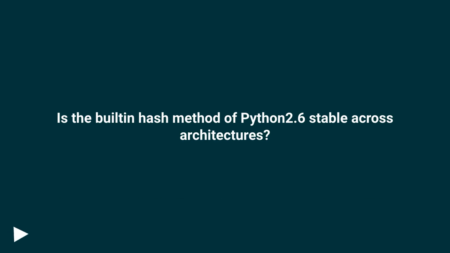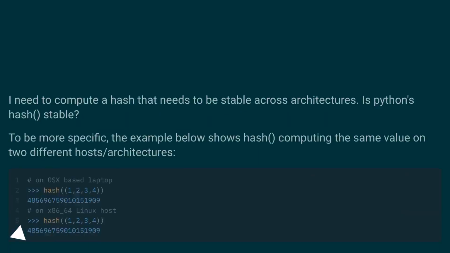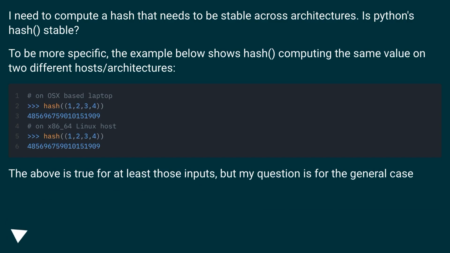Is the built-in hash method of Python 2.6 stable across architectures? I need to compute a hash that needs to be stable across architectures. Is Python's hash stable? To be more specific, the example below shows hash computing the same value on two different hosts/architectures. The above is true for at least those inputs, but my question is for the general case.